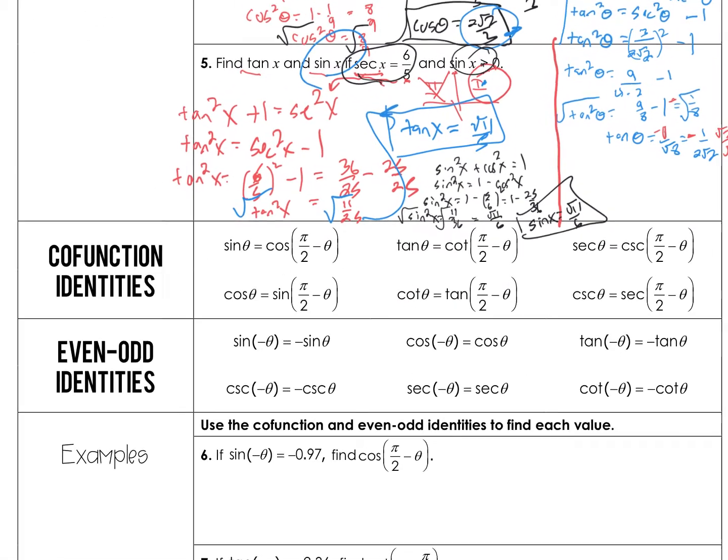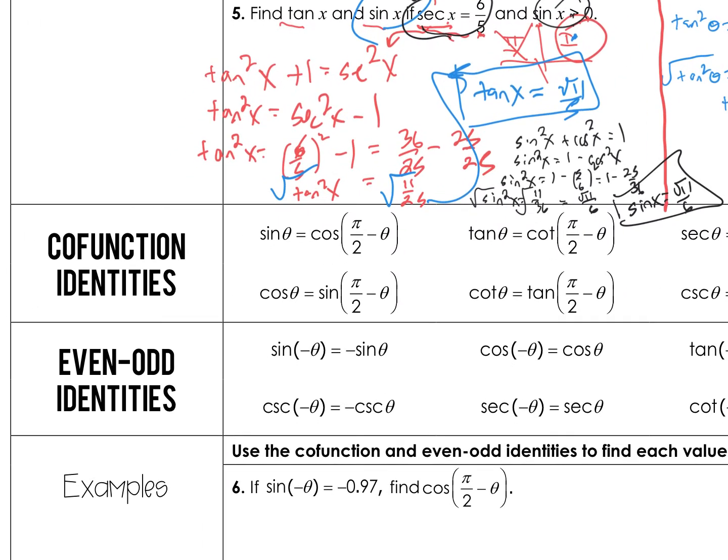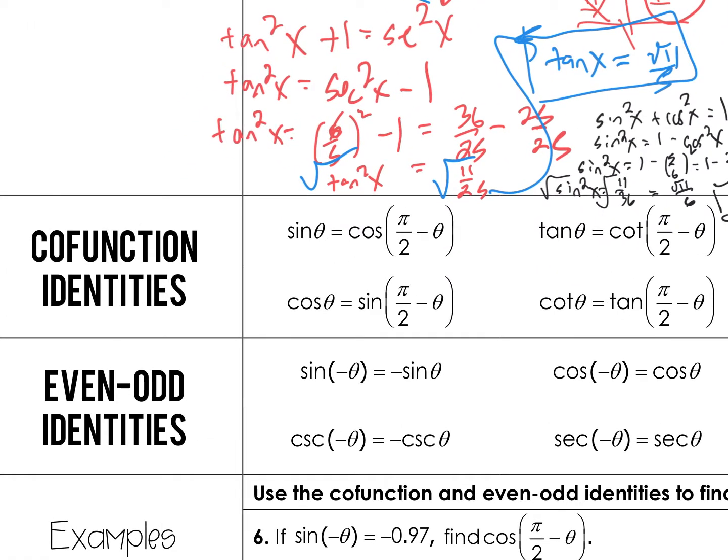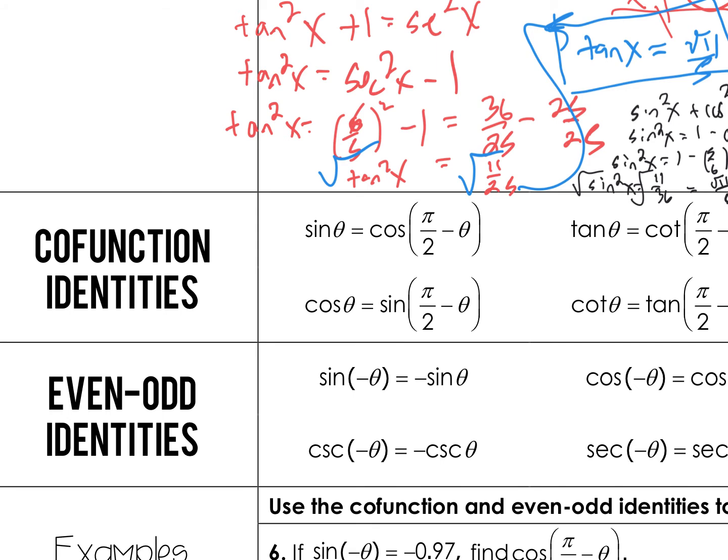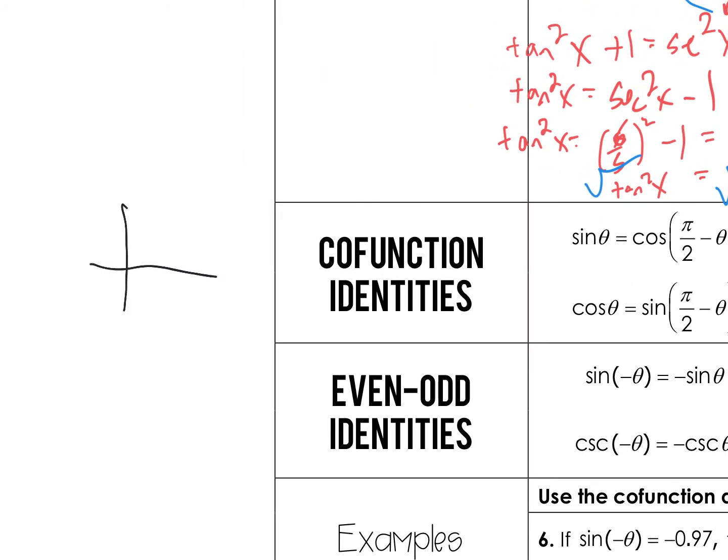Okay, last set of identities, cofunction. It's relatively simple. Remember when we graphed sine and cosine? If I graph sine, it looks like this from 0 to 2 pi. And when I graphed cosine, it did something like that. The truth of the matter is they were the same graph, just shifted.